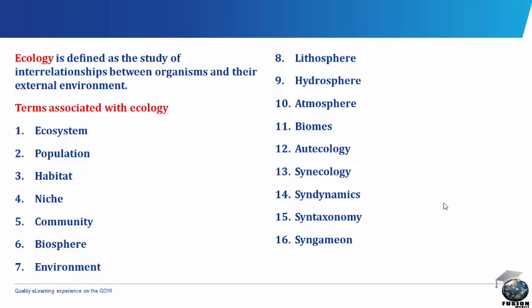Autecology. It is the ecology of only one species in relation to its environment. Synecology. It is the ecology of many species in relation to their environment. Syndynamics. This is the study of successional changes in plant communities, their causes, and their trends. Syntaxonomy. This is the classification of plant communities in relation to taxonomy. Syngamodeme. This is a group of species between which hybridization occurs.